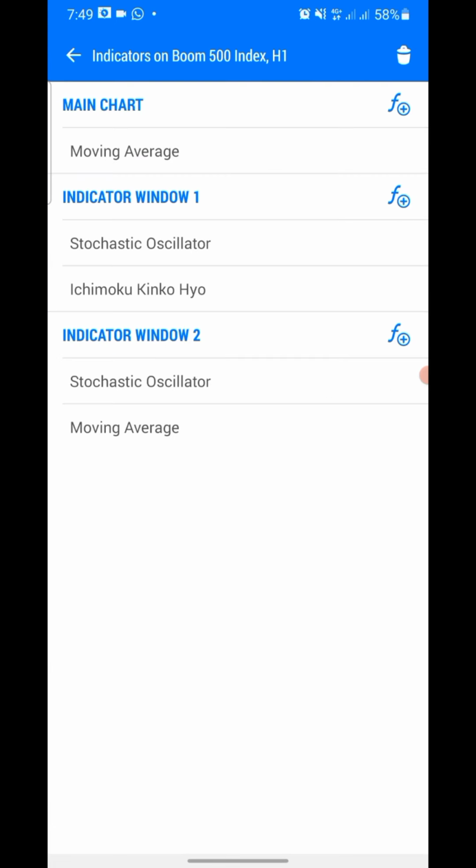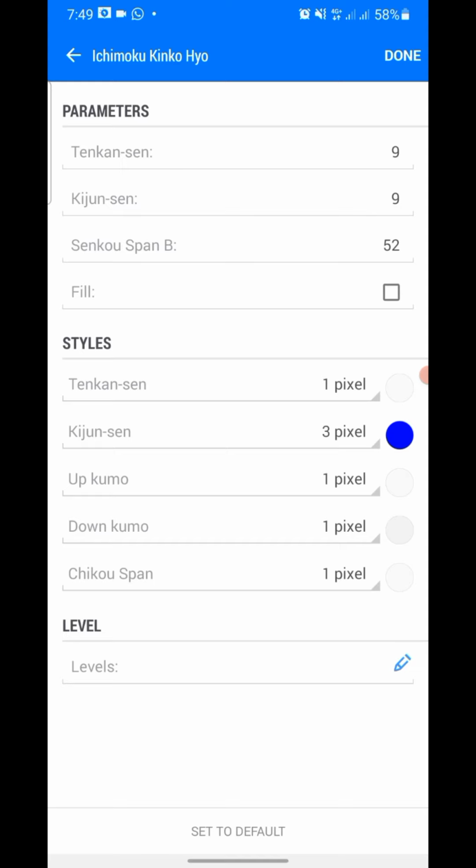On indicator window 1, we also have the Ichimoku. These are the parameters for the Ichimoku: the Tenkan-sen, the Kijun-sen and the Senkou Span B. We have 9, 9, 52. For the styles, notice that the Kijun-sen is blue and the rest of the styles are white. Remember, the reason is because my MT5 background chart is white. So if yours is black, you have to change them to black. If it's white, you use white, just as I'm using.